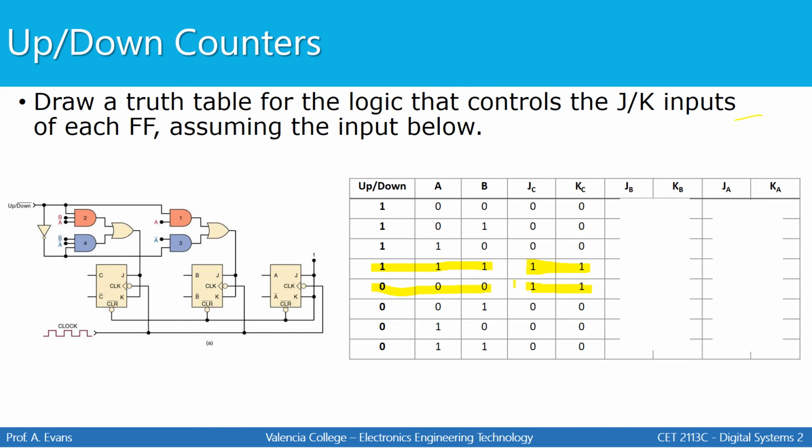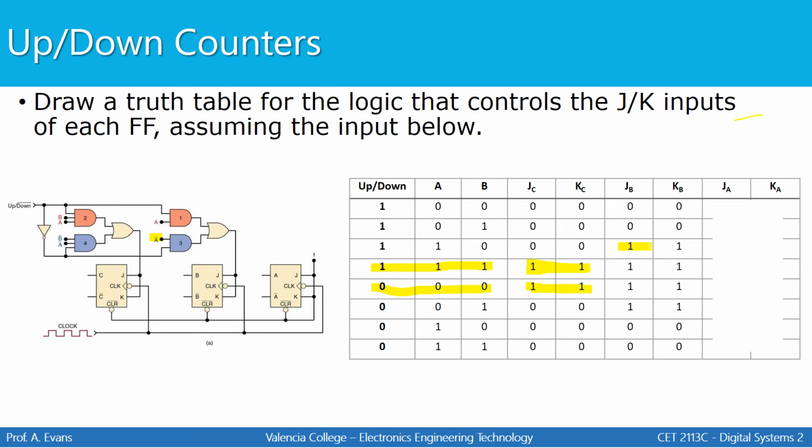Next, we're going to apply the same line of thinking to figure out the inputs to the J and K inputs of flip-flop B. Notice we have two AND gates to consider here, but each AND gate has fewer inputs. So for this particular piece of the circuit, I know that the OR gate will output a high if A and up/down are high, or if A and up/down are both low.